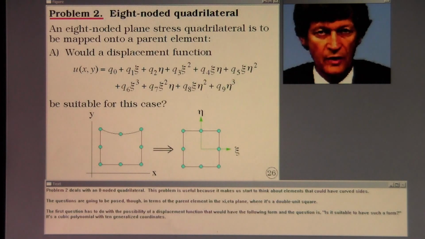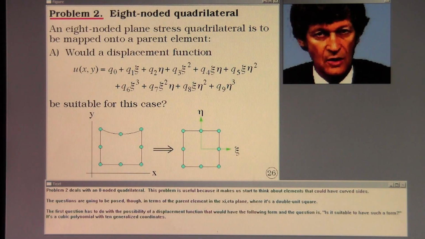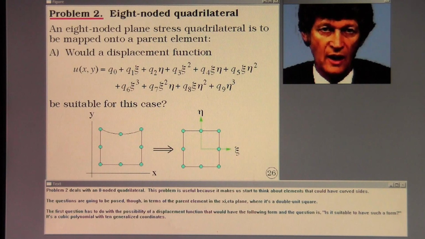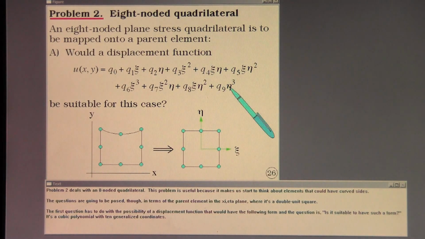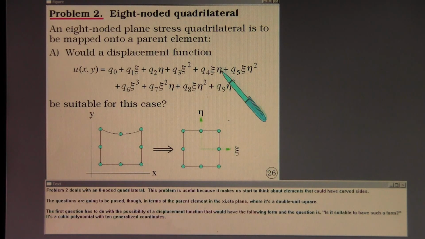Problem 2 deals with an 8-noded quadrilateral. This problem is useful because it makes us start to think about elements that could have curved sides. The questions are going to be posed, though, in terms of the parent element in the C-eta plane, where it's a double unit square. The first question has to do with the possibility of a displacement function that would have the following form. And the question is it suitable to have such a form? It's a cubic polynomial with 10 generalized coordinates.